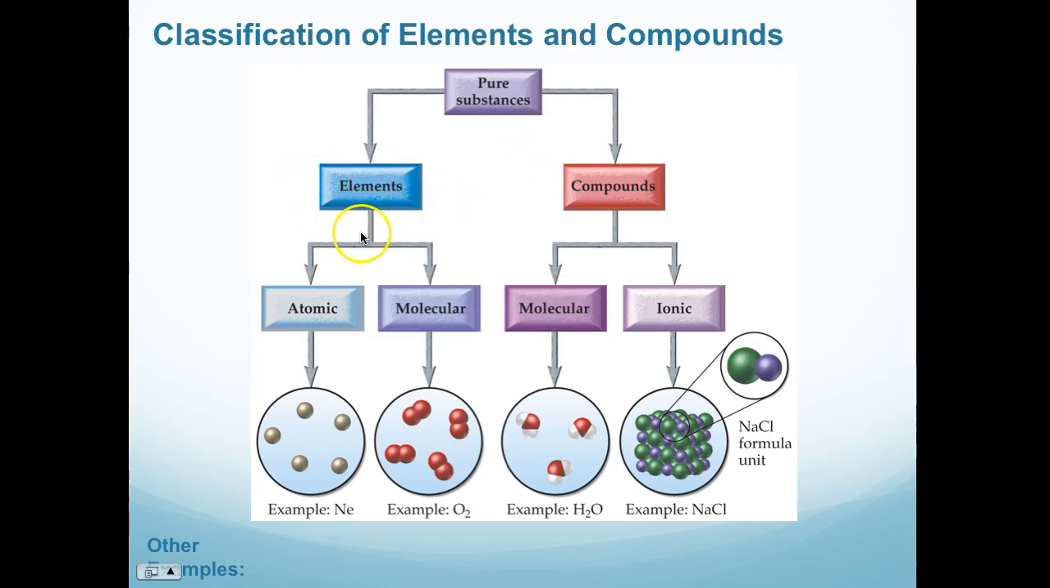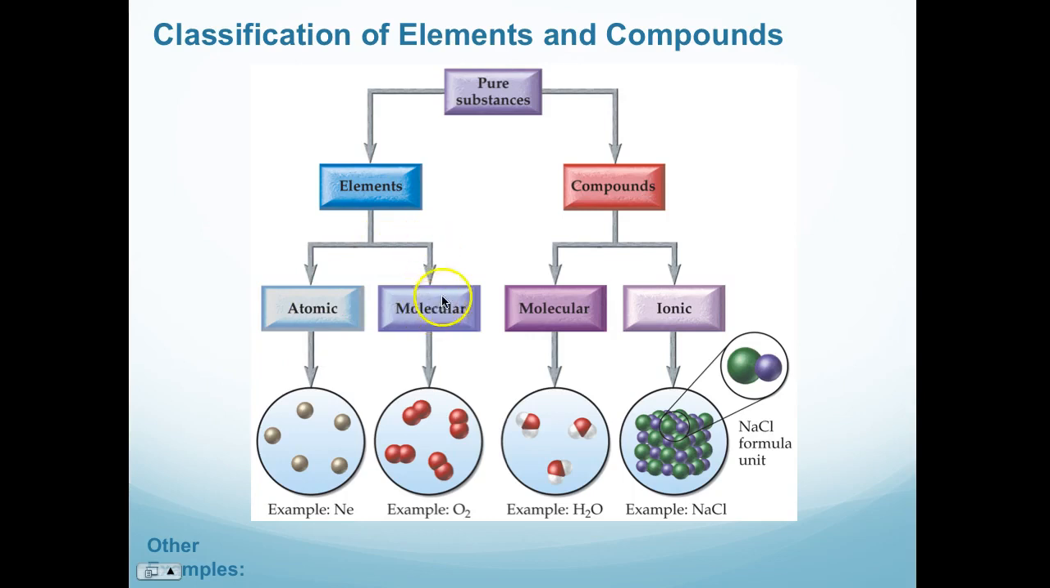For elements, we can have two different types. We can have an atomic element, meaning that these are elements on the periodic table that like to exist as just a single atom on their own, if we're looking at tiny little particles. One example is neon, but really most of the elements on the periodic table are going to be atomic elements. And again, their smallest possible particle is an atom.